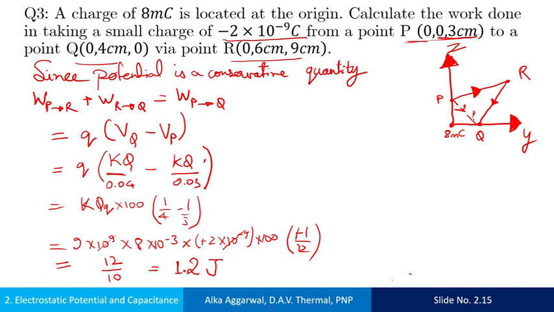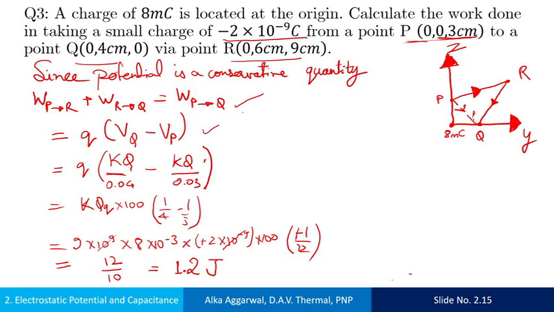The second property which we used here is that the electrostatic force is a conservative force. That is, the work done in going from the point P to the point Q is the same as in going from point P to R and then from R to Q. So the work done in going from point P to Q is written as charge into the potential of the point Q minus the potential at the origin due to the charge at P.